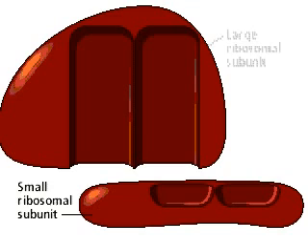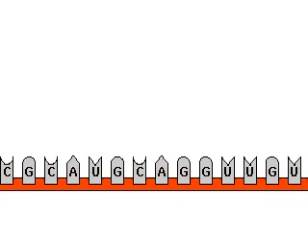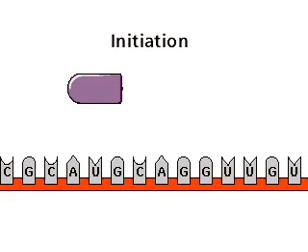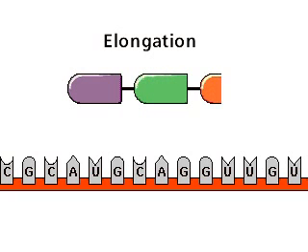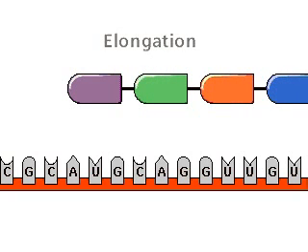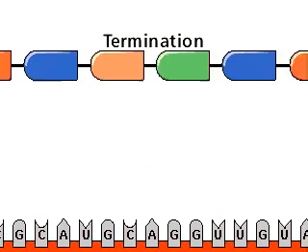Protein synthesis occurs on ribosomes that are composed of a small subunit and a large subunit. These subunits are made of ribosomal RNA and several proteins. Translation of mRNA into protein occurs in 3 stages: initiation, elongation, and termination.